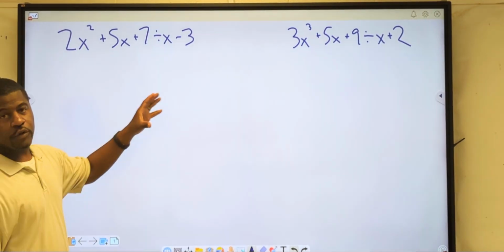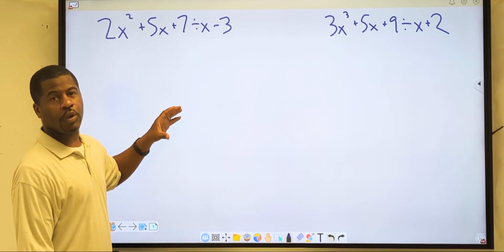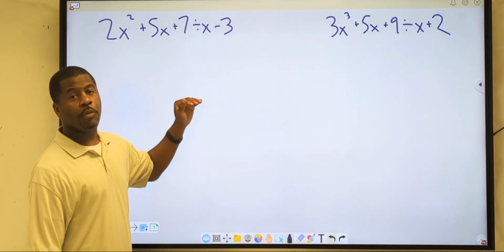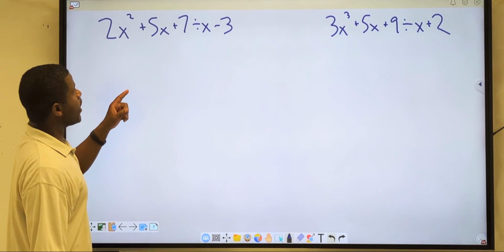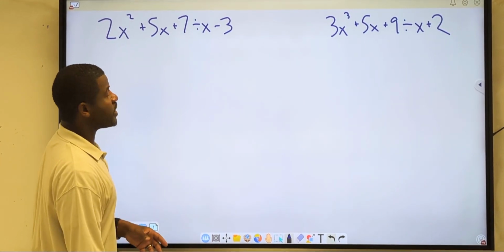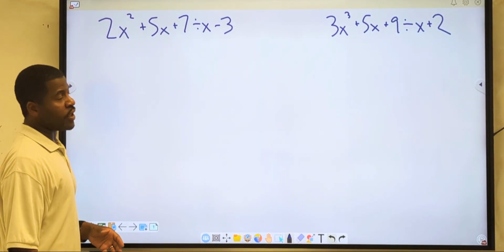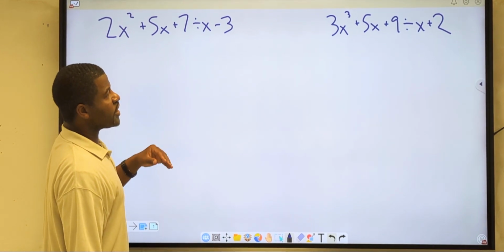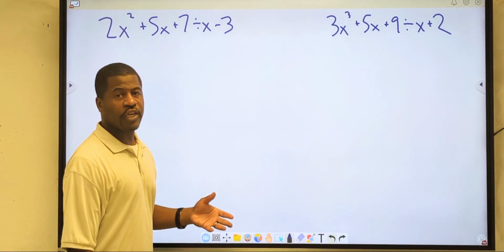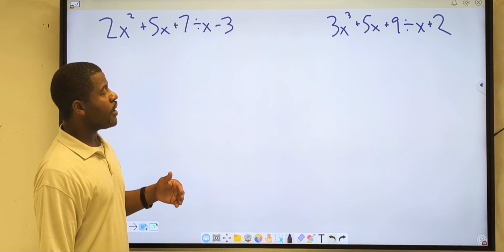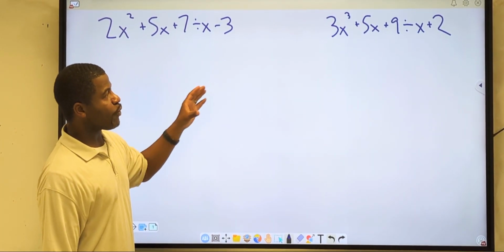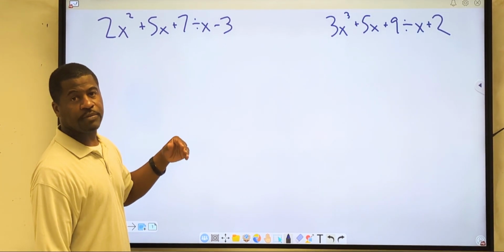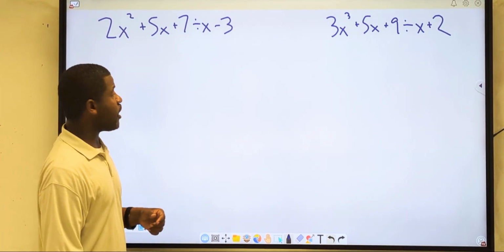Okay, here I'm gonna have two problems where we will use polynomial long division. So I have 2x squared plus 5x plus 7 divided by x minus 3. We want to use this because later on, when we have partial fraction decomposition in calculus 2, knowing how to do these types of problems helps simplify our problems a lot down the road.